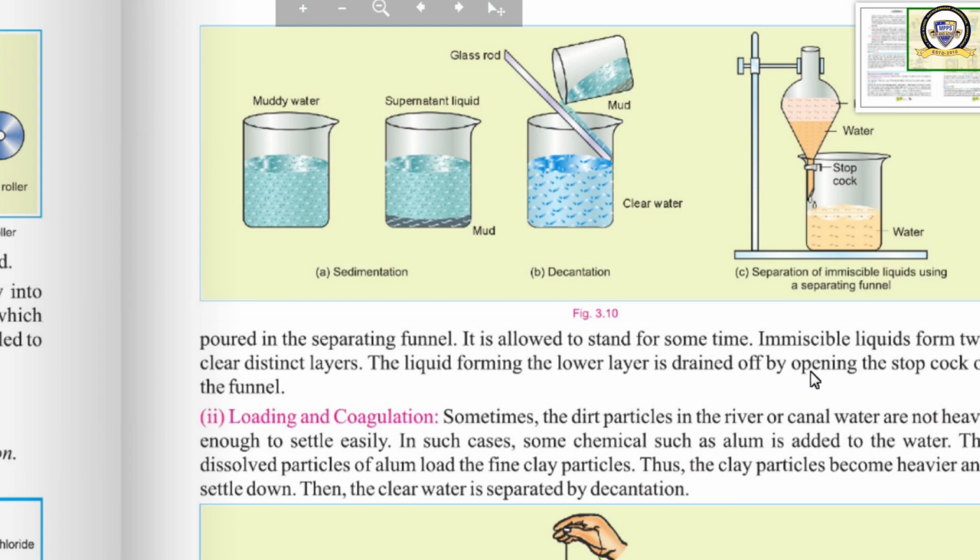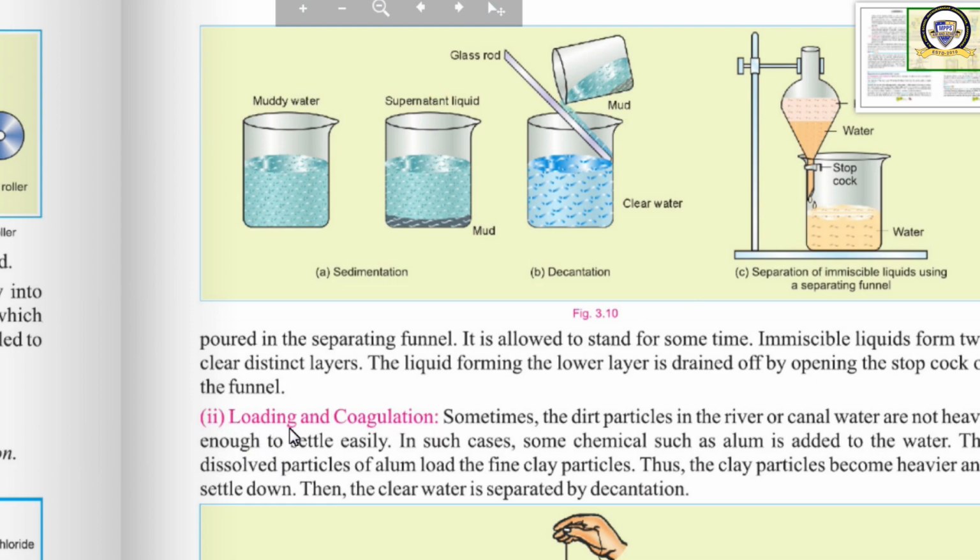All right, immiscible liquids form two clear distinct layers. See here, two layers are there. The liquid forming the lower layer is drained off by opening the stopcock. See, this is the stopcock. They form two layers, right? When we open the stopcock, one of these layers moves down, then we can separate kerosene from water.